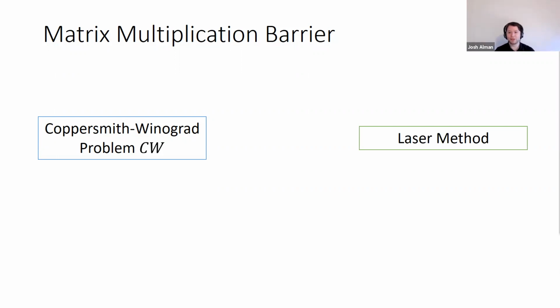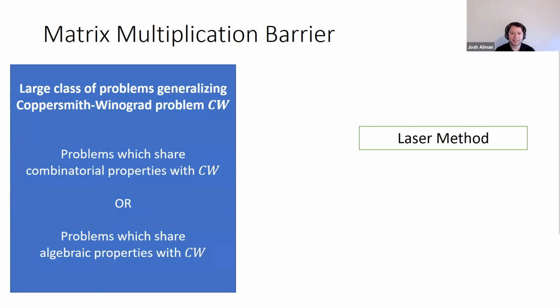So what we do is we first define big generalizations of these 2 components. On the left, we've defined a large class of problems that generalize the Coppersmith-Winograd problem. And it includes problems with shared combinatorial properties with Coppersmith-Winograd, like this many variables appear this many times, or these variables don't appear in the same monomial together, or something like this.